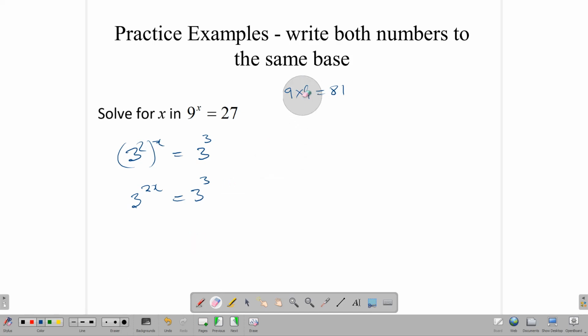And once we've done that, we can continue by solving our equation. Notice the bases are equal now, so we simply say 2x is equal to 3, and by dividing both sides by 2, we end up with x is equal to 3 over 2, and that is the solution we need for this question. Let's look at another one.